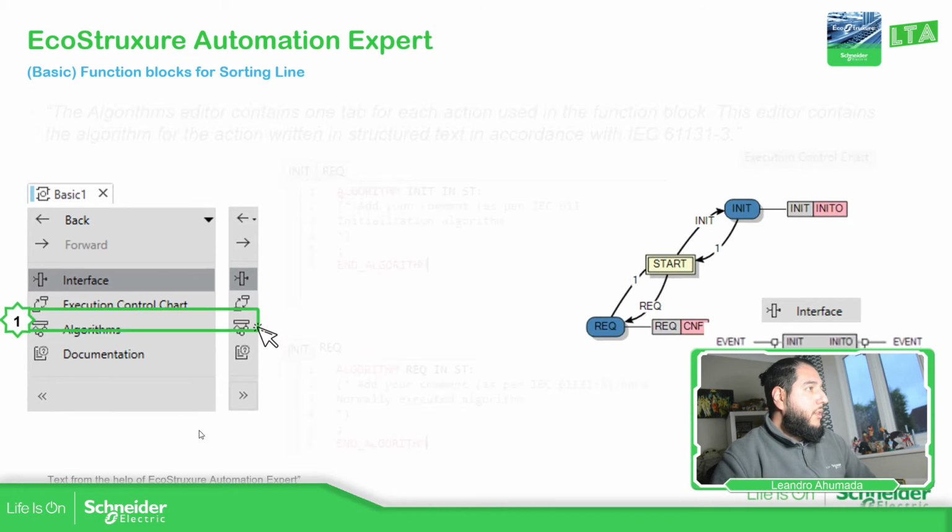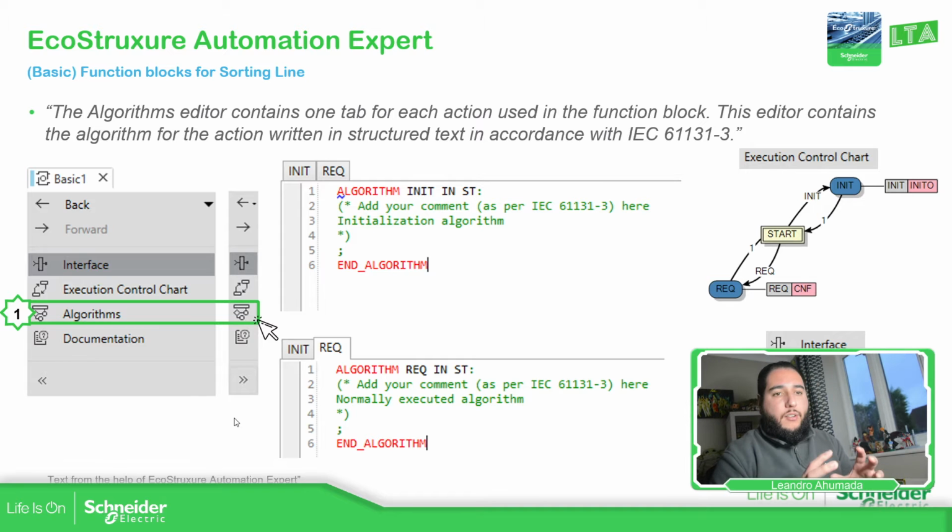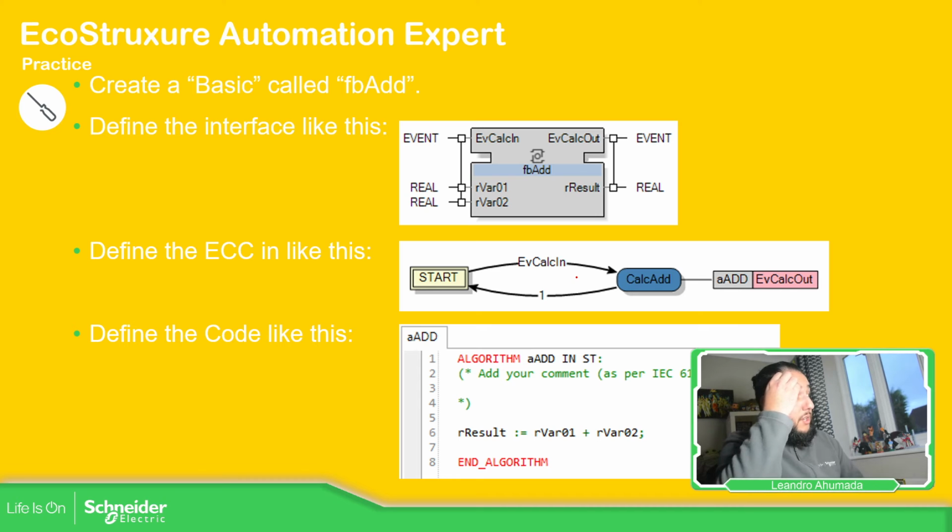So now we already have the interface, and we have the execution control chart already almost defined. So if we click on algorithm, we should be able to see the functions that we want to execute, in the language that we know. So let's try to do this. This is just a calculation. We have two inputs and we're going to get one result, so this one is going to be easy.